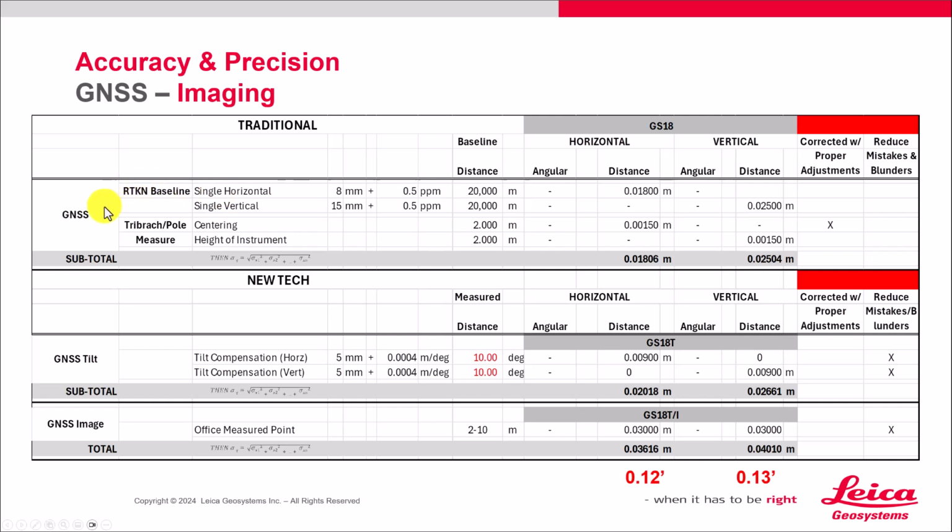Now, remember earlier we had the GNSS unit with all its errors. Now we're going to add new technology. So we've had the tilt compensation because it's going to be tilting most likely when you take those pictures. We still have that in there. And then one measured point, 2 to 10 meters, and we're going to have it at the 3 centimeter level. So we jump out to 0.036 meters and 0.040 meters, or 1/200ths and 1/300ths, which is not bad. That's not much worse than a GNSS RTK measurement. So if you need that kind of accuracy, then you can use this GNSS imaging.